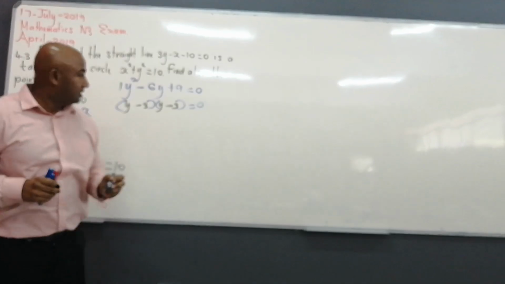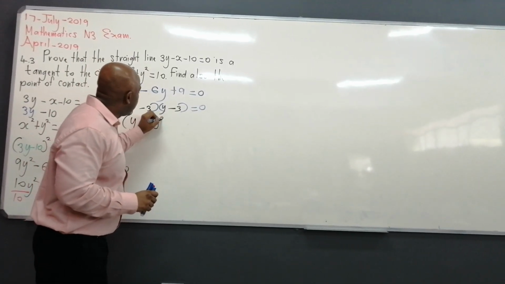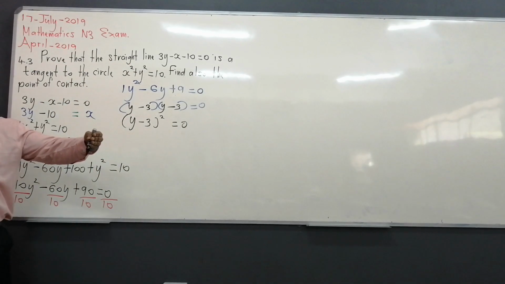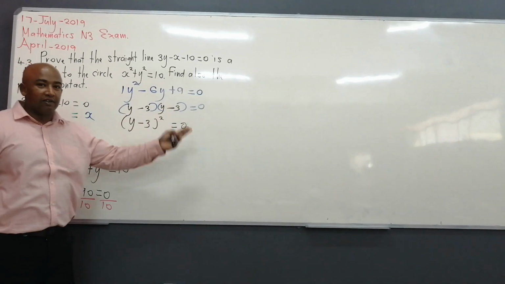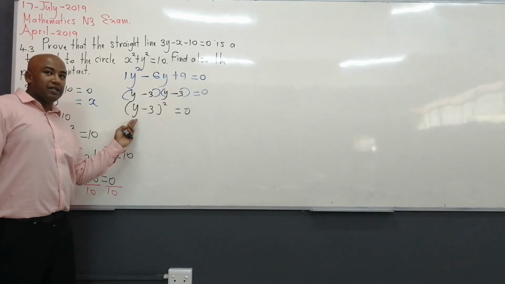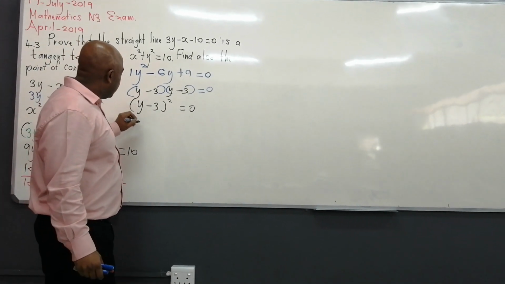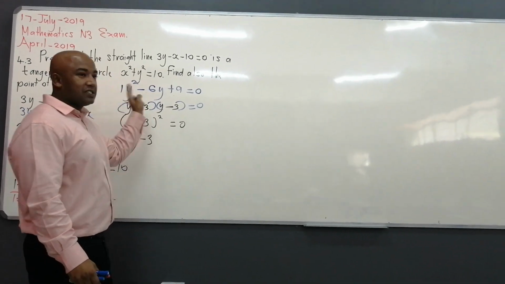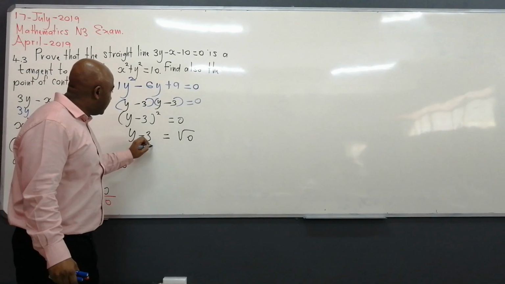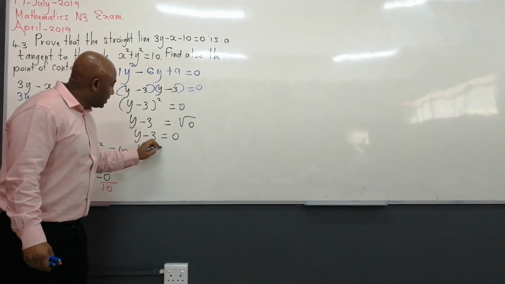Now this is the same as y minus 3 all squared. Anything multiplied by itself, you can see there, it's like exponent laws. k times k is k squared, y times y is y squared. y minus 3 times y minus 3 is y minus 3 squared. So if I find the square root of both sides, y minus 3 is equal to 0. So y is equal to 3.